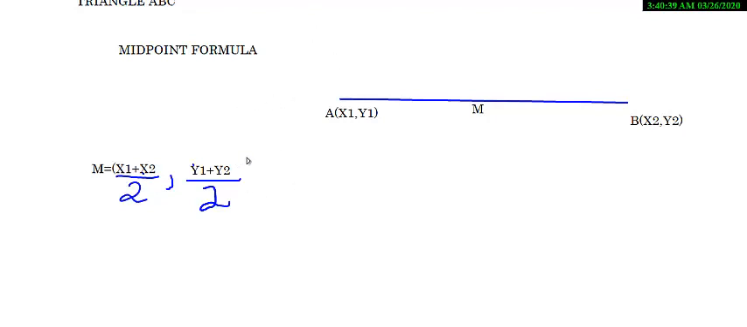So we need to close this with parentheses. I'm gonna do it manually here. This will be the coordinates of the midpoint, which is x1 plus x2 over 2 and y1 plus y2 over 2, and this will cover the midpoint formula.